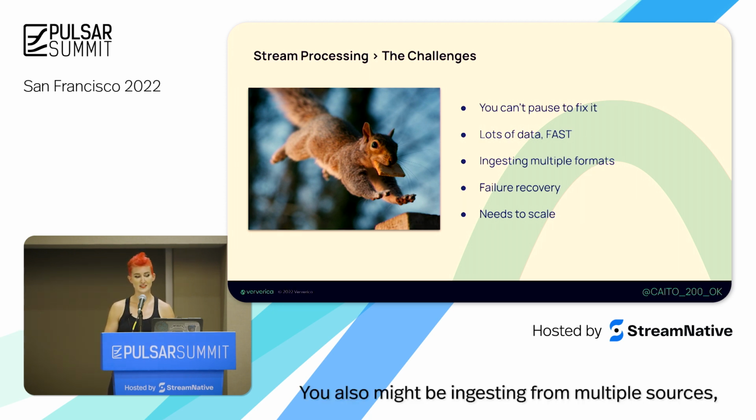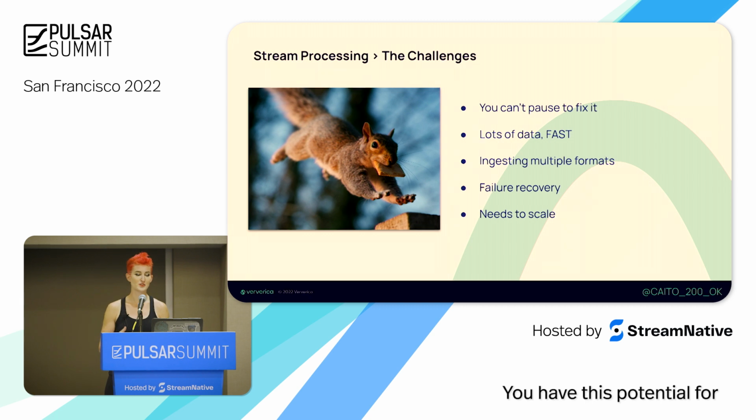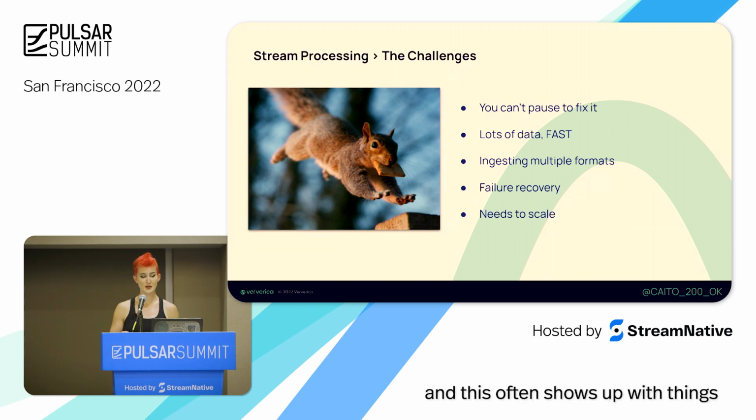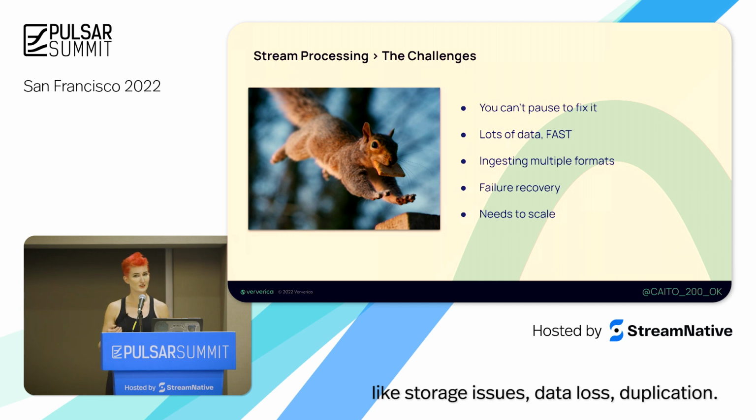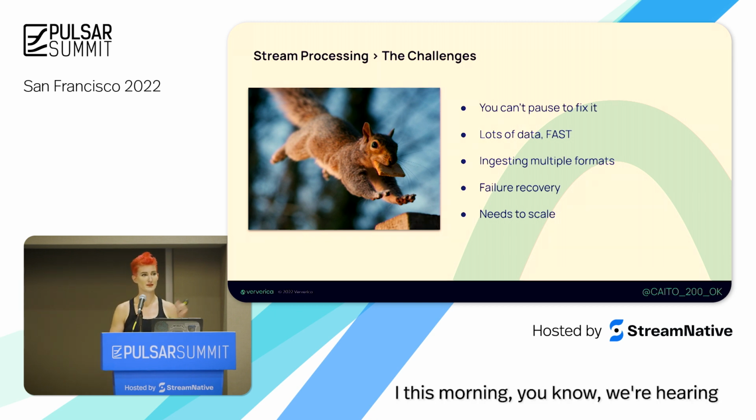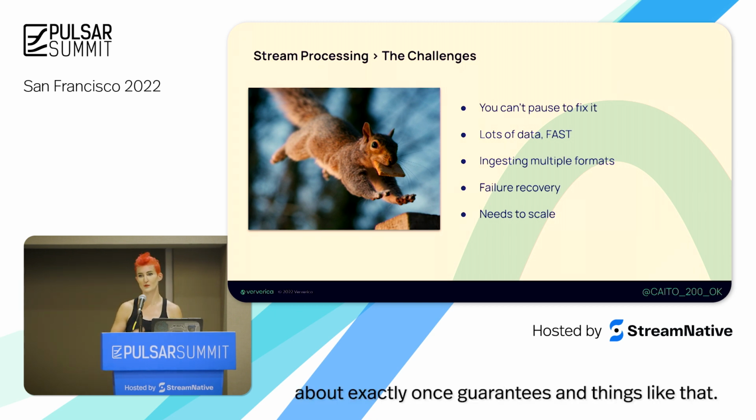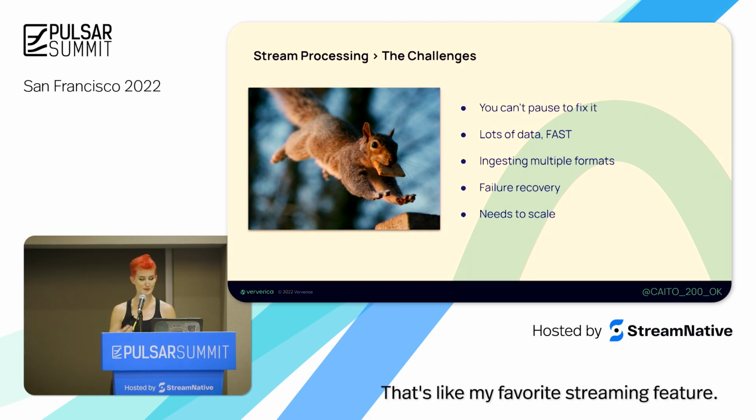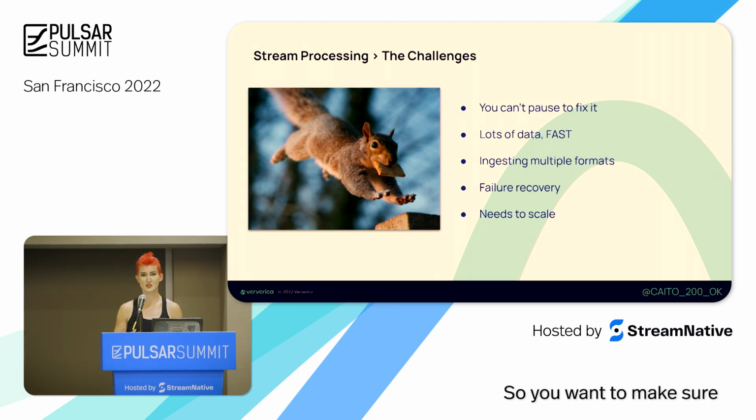You also might be ingesting from multiple sources, maybe joining streams. These streams might be coming in different formats. You have this potential for a much more complex system, which is a good thing, but it means that it's more complex. And this often shows up with things like storage issues, data loss, duplication. This morning, we were hearing about exactly once guarantees and things like that. That's my favorite streaming feature. So you want to make sure that you have something to compensate for that, and especially things like failure recovery.